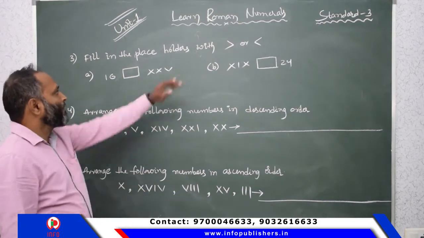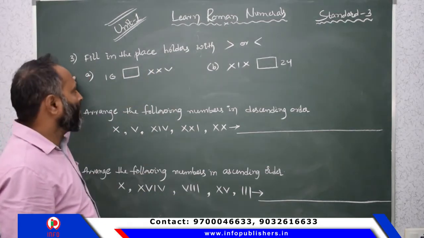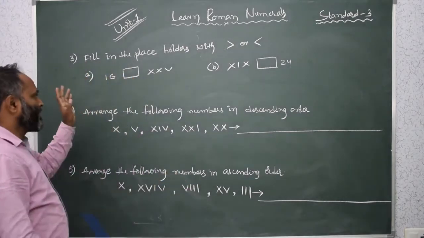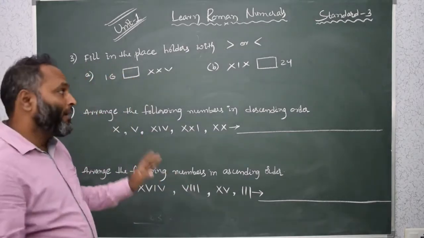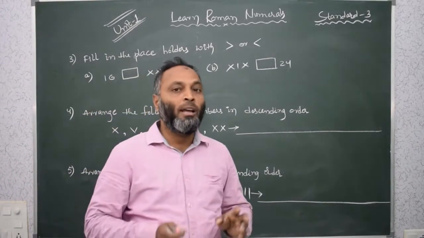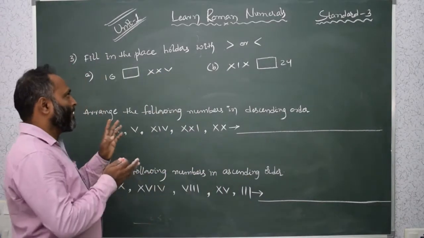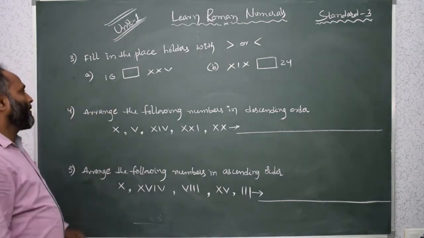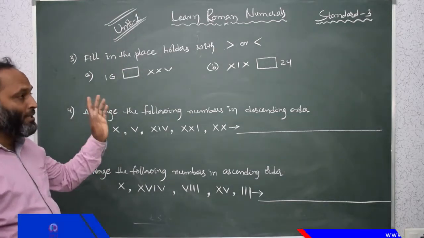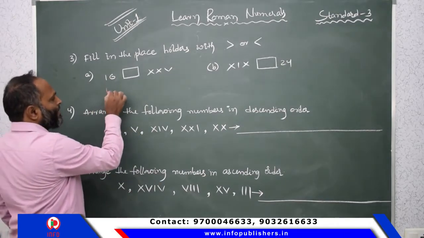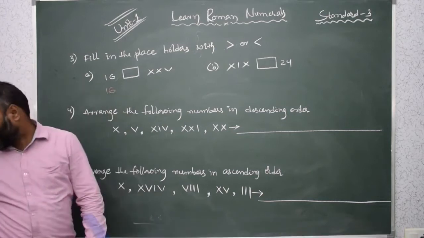Yes friends, now here the third question is given. We have to use greater than and less than. We have to say which one is greater and which one is less. Here one number is given in a Hindu-Arabic numeral and the other number is given in a Roman numeral. Now we have to decide which one is greater and which one is smaller. This is 16, we know. 16 is as it is.